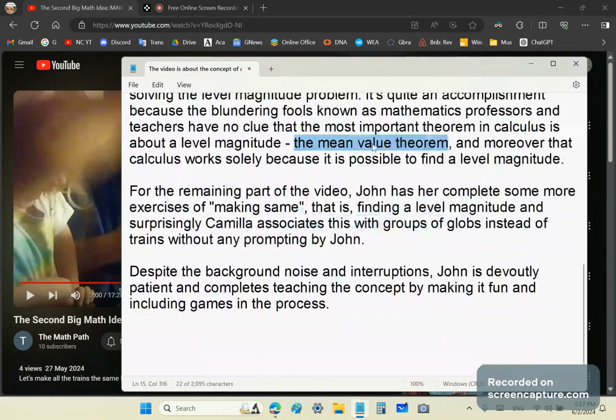So for the remaining part of the video, John has her complete some more exercises as reinforcement of making things the same and finding a level magnitude. And Camilla associates this with groups of globs instead of trains without any prompting by John. So first she forms little window panes and then little houses. You have to watch the video. So despite the background noise and interruptions, John is devoutly patient and completes teaching the concept by making it fun and including games in the process.